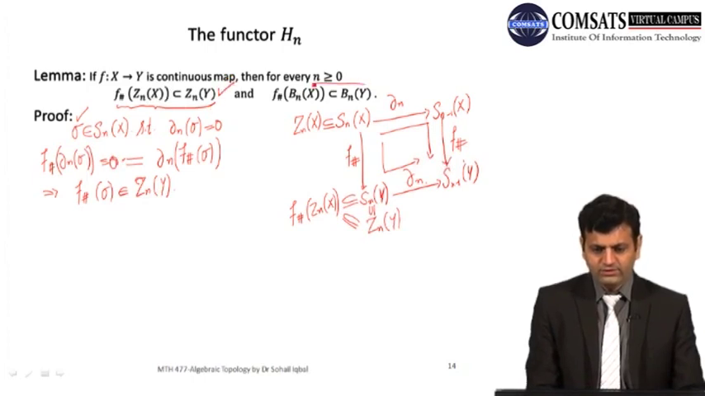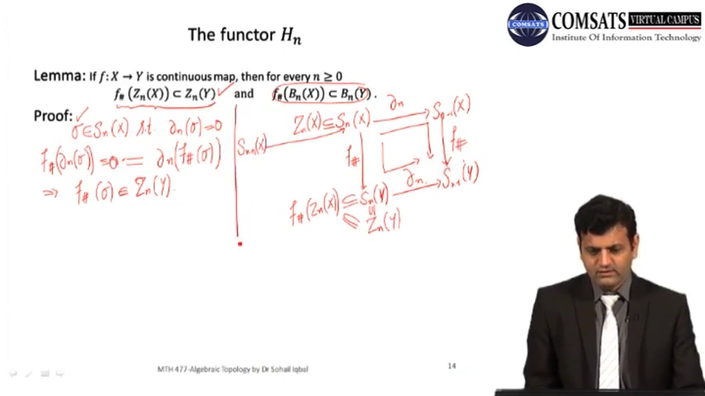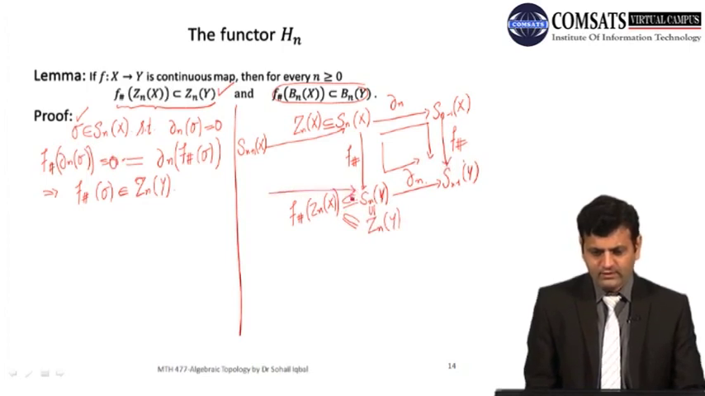Now in order to show this result, we will use the same strategy, but we need another element of this chain complex, which is Sn plus 1. So this is Sn plus 1 of x, and over here I need another element, so Sn plus 1 of y, and these are the boundary maps, and this is f hash, and this diagram is commutative.